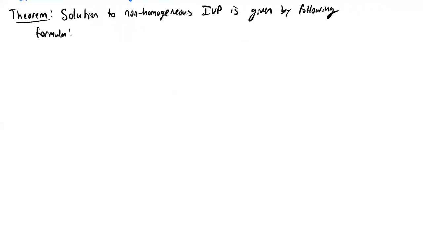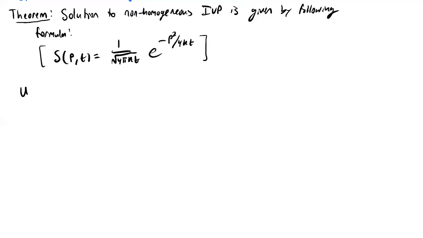This formula is going to involve the Gaussian source function, which we saw when we looked at the homogeneous IVP. Recall that we let S(p, t) equal 1 over the square root of 4 pi k t, times e to the minus p squared divided by 4kt. The solution formula will involve the source function as in the homogeneous case.